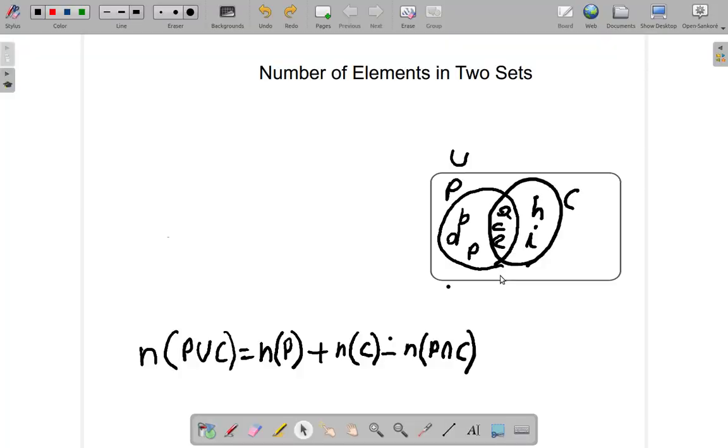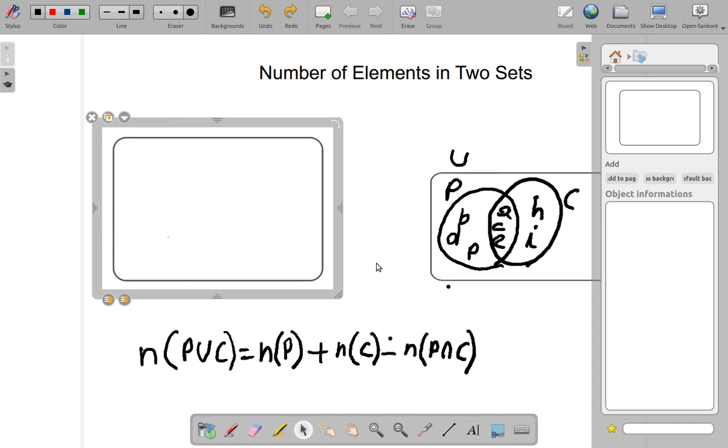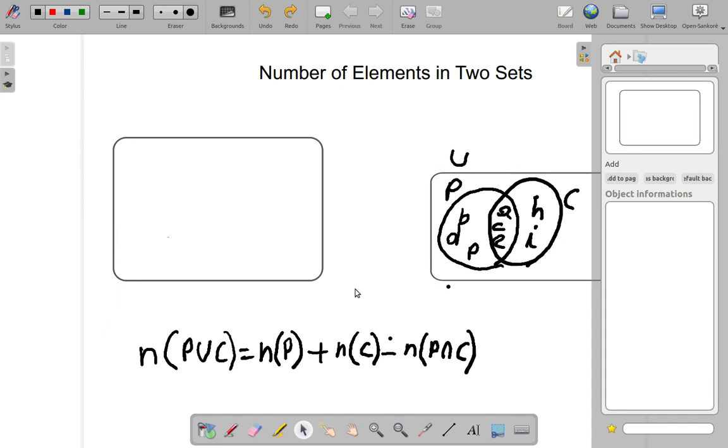Okay, let's continue looking at the number of elements in two sets. Let me get another Venn diagram. Suppose I'm told that there are two sets, P and C. The number of elements in P is equal to, in this case, 1, 2, 3, 4, 5, 6. The number of elements in P is 6.